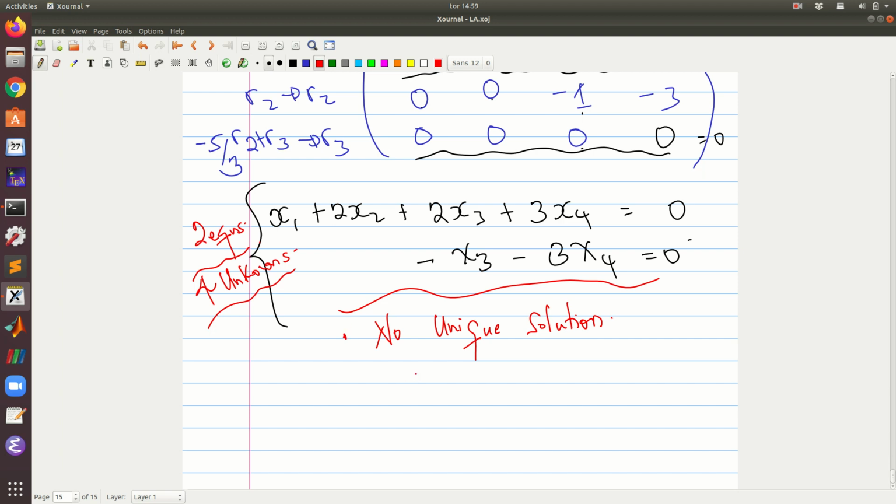Why? Because the number of unknowns, which we represent by n, is greater than the number of equations, which is m. These are the number of equations, and this is the number of unknowns.